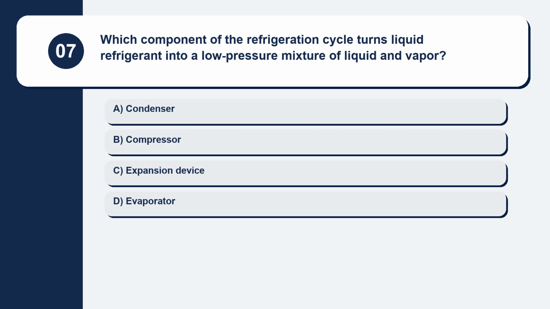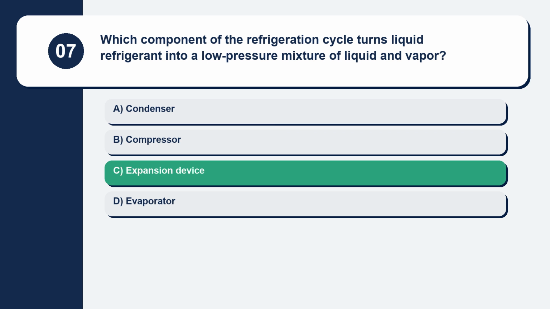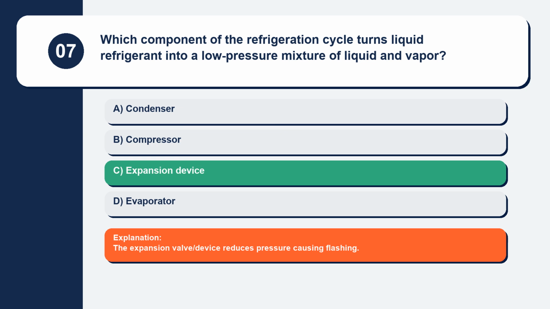Question 7. Which component of the refrigeration cycle turns liquid refrigerant into a low-pressure mixture of liquid and vapor? Condenser, compressor, expansion device, evaporator. The expansion valve/device reduces pressure, causing flashing.